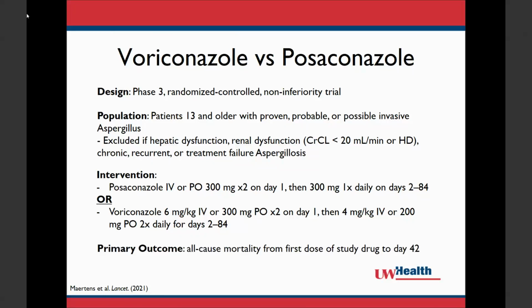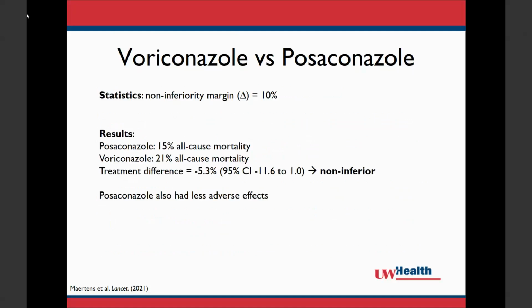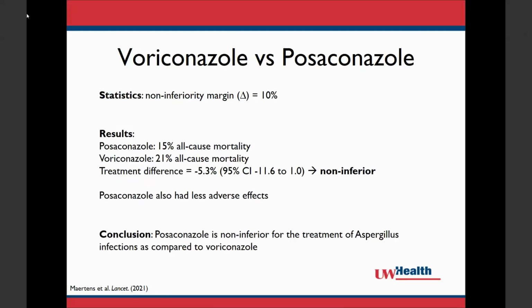And again, they looked at all-cause mortality to day 42, similar to the Vori versus Isavu study. Similar non-inferiority margin of 10%, and so that allows us to draw the conclusion that Posaconazole was non-inferior to Voriconazole when looking at all-cause mortality. And again, Posaconazole also had fewer adverse effects as compared to Voriconazole. So very similar conclusion. Posaconazole is non-inferior for the treatment of Aspergillus infections as compared to Voriconazole.